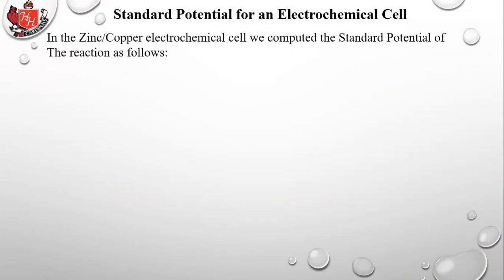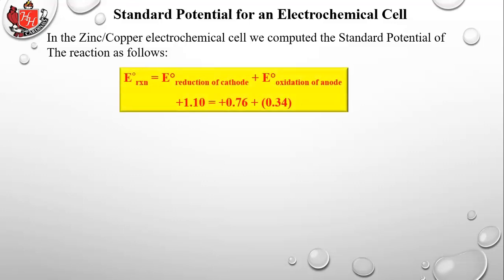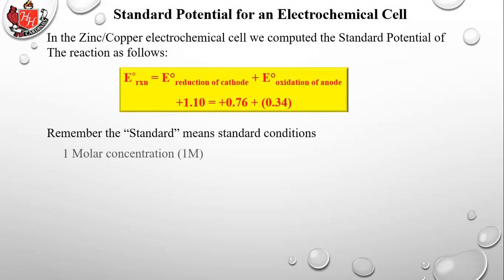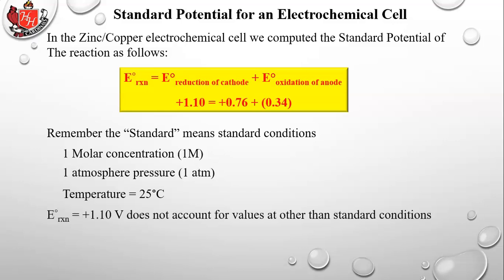In the zinc-copper electrochemical cell, we computed the standard potential of the reaction as follows, and there we had that. So remember, the standard means standard conditions. So 1 molar concentration of your solutions, both of them, both on the zinc side and on the copper side in our example. Or if it's a gas, it's 1 atmosphere of pressure. And generally it's 25 degrees centigrade. It does not have to be. The official definition of standard conditions does not include that, but almost every time you say standard conditions, you mean 25 degrees centigrade or 298 Kelvin.